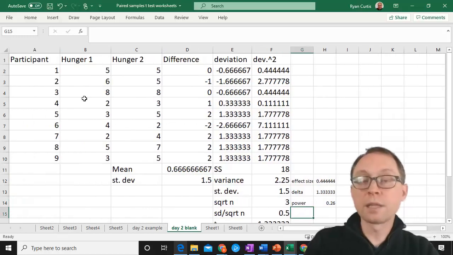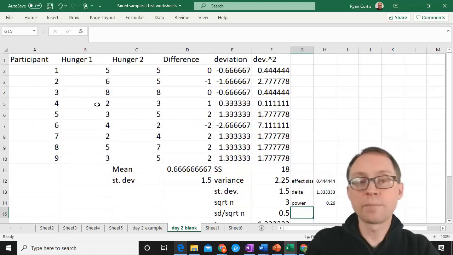So that means that, remember, my hypothesis is that listening to stats lectures makes you hungry. So if I had these data with their effect size and only 9 people, even if stats lectures really did make you hungry, I would only have a 26% chance of rejecting the null hypothesis.